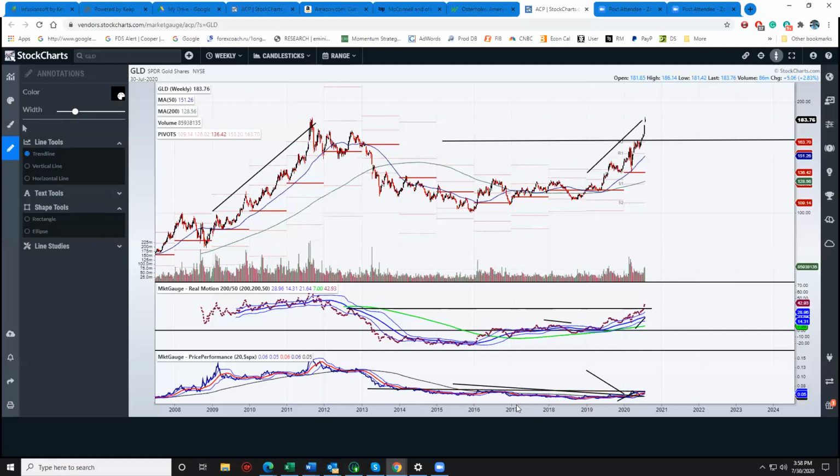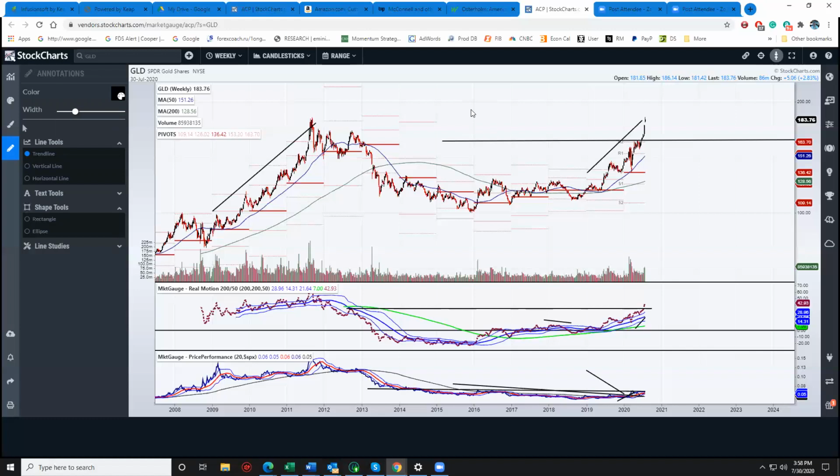Now, the other thing I want to take a look at is the relationship. These are two really important risk-on, risk-off indicators. And what's interesting is, despite the market going up, you have the strength in gold and utilities, which are risk-off.